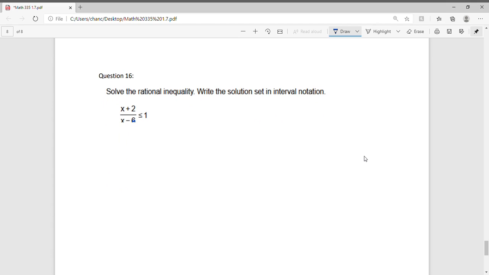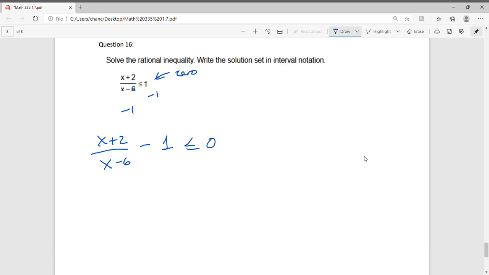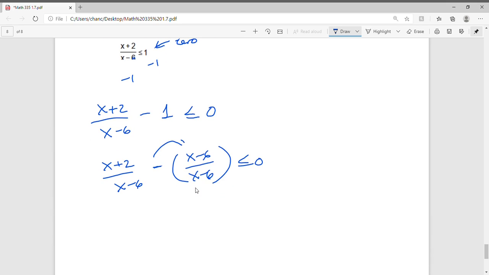For question 16, it's very similar to the previous problems. We'll have to get this to be a 0. Let's subtract it to the other side. Now we have the right side as 0. Now, again, I can replace this 1 with something with the same denominator. Let's choose x minus 6 over x minus 6, because then we have common denominators. We'll distribute the negative. We have negative x plus 6 over x minus 6 is now less than or equal to 0.